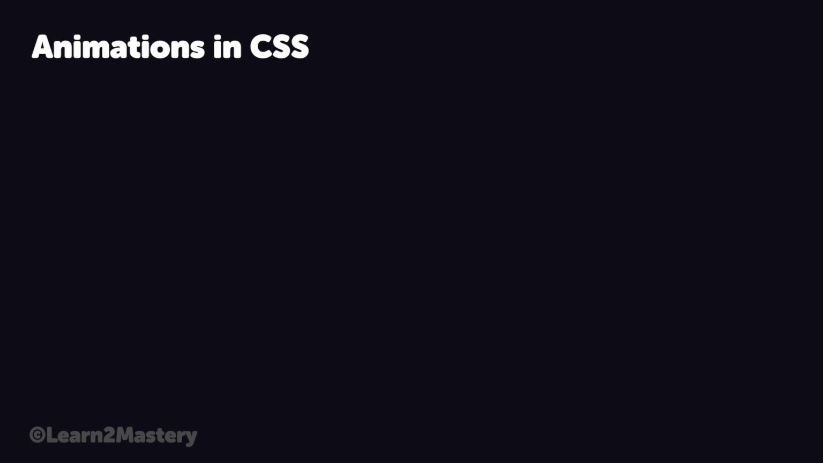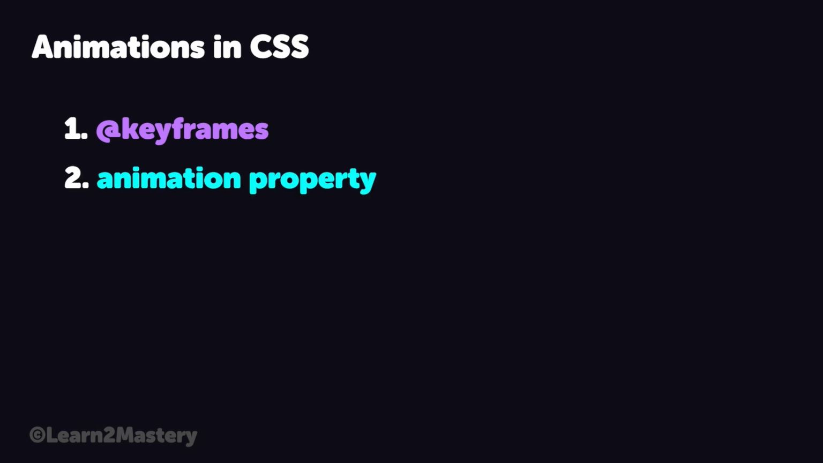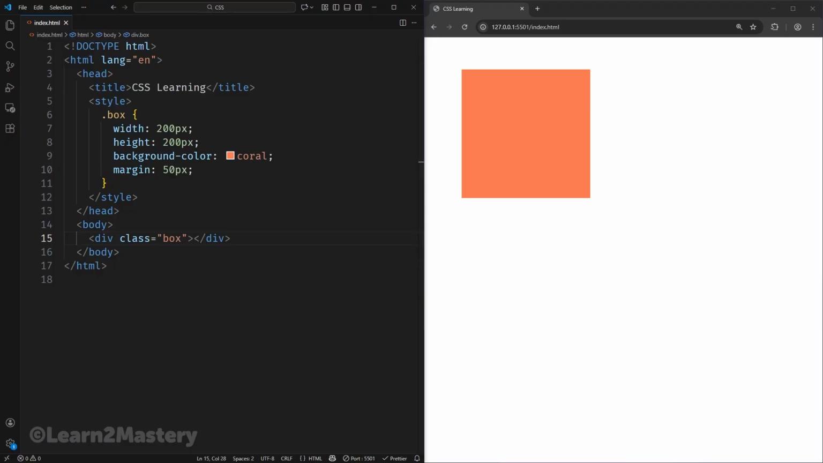To create an animation in CSS, we need two main parts. First, we define the animation using @keyframes. Keyframes tell the browser what should happen at different points in time. Second, we apply that animation to an element using the animation property. Let me explain this with a simple box example. Let's add some animation to this box using CSS. First, we position the box on the left side. Then, using keyframes, we define how it should move to the right over time.